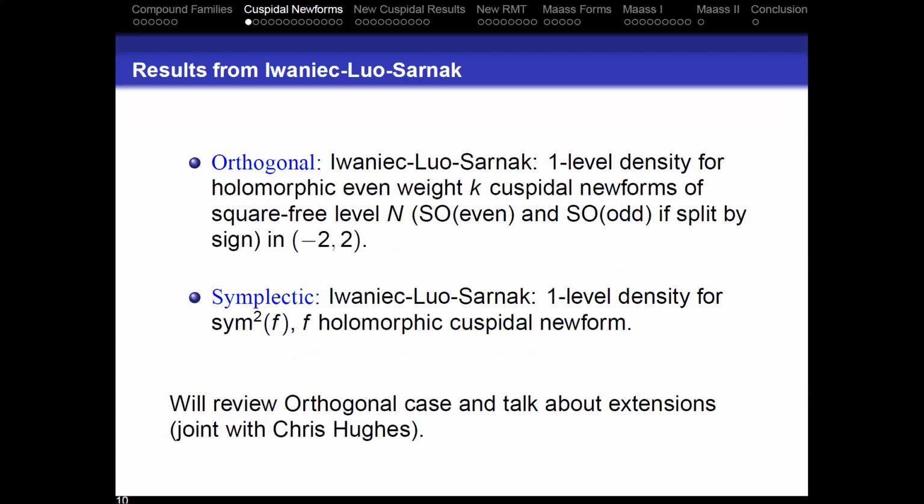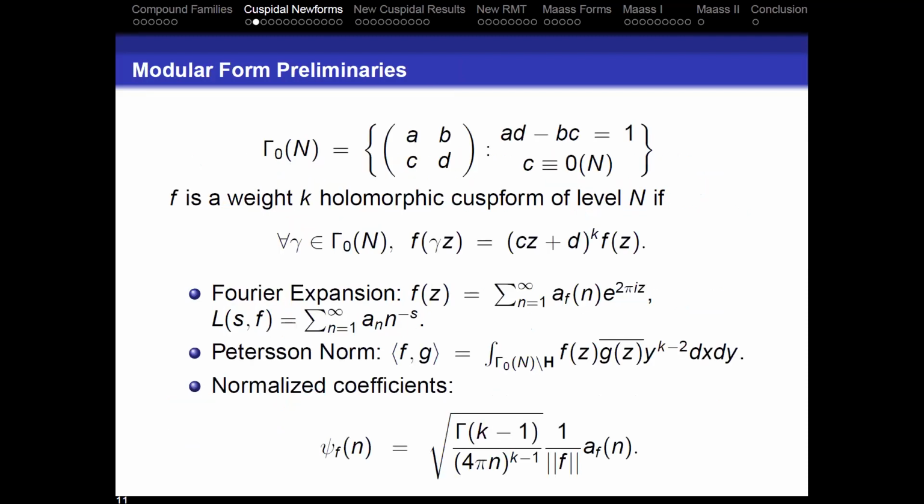Yep. Okay, so I want to switch to the main family that I want to study. So I want to talk about the seminal paper by ILS, where they looked at the one-level density for even weight k cuspidal newforms of square-free level. And as I remarked earlier, the square-freeness is very important if you want to split by the sign of the functional equation. If you want to amalgamate everything, then you don't have to worry about being square-free. And they looked at some other families as well. I'm not going to really concern myself right now with that.